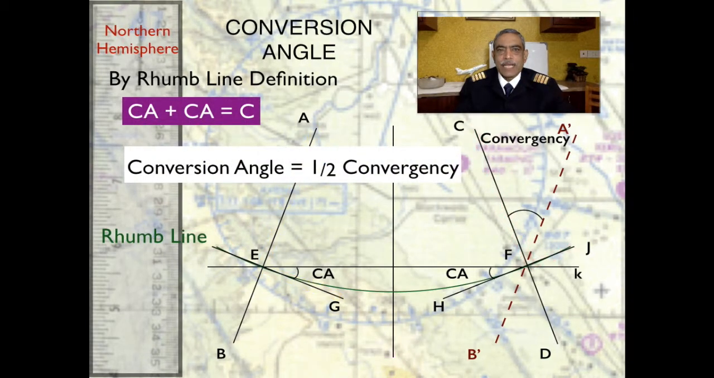Let me summarize it once again. The relationship between the conversion angle and the convergency is: conversion angle works out to half convergency. That's what we derived. The derivation per se is not very important, but just to give a mathematical derivation, we arrived at this relationship: conversion angle is half convergency. But this formula is important, which we will be using in all our numericals.